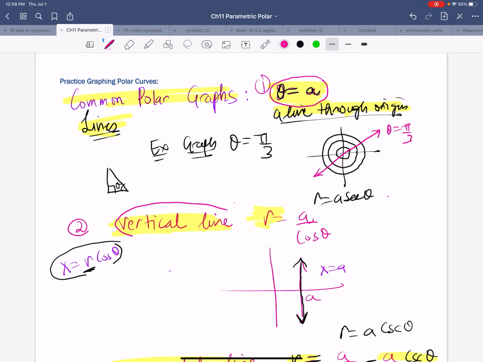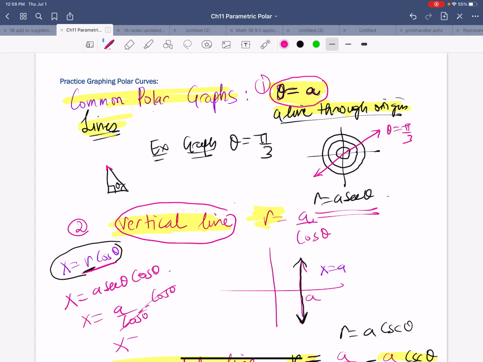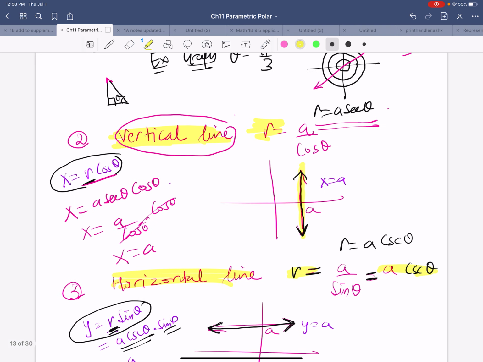Next, we're going to talk about vertical lines. Vertical lines look like r equals a secant theta, or we can say r is equal to a over cos theta. We know from right triangle trigonometry that x is equal to r cosine theta, where r is the radius. Now we know that r is a secant theta, so a over cos theta times cos theta turns out to be x equals a. And x equals a is a straight vertical line.